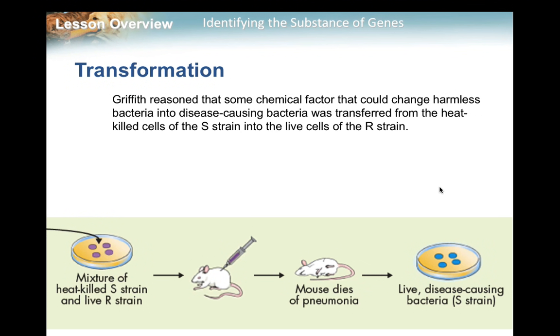The reason it happened was basically something called transformation. Bacteria can talk to each other, and they can transfer the DNA that specifically causes the toxin, which causes pneumonia and kills them. They were able to transfer that information and talk to the other bacteria and be like, hey, this is how you do it, kill the mouse.